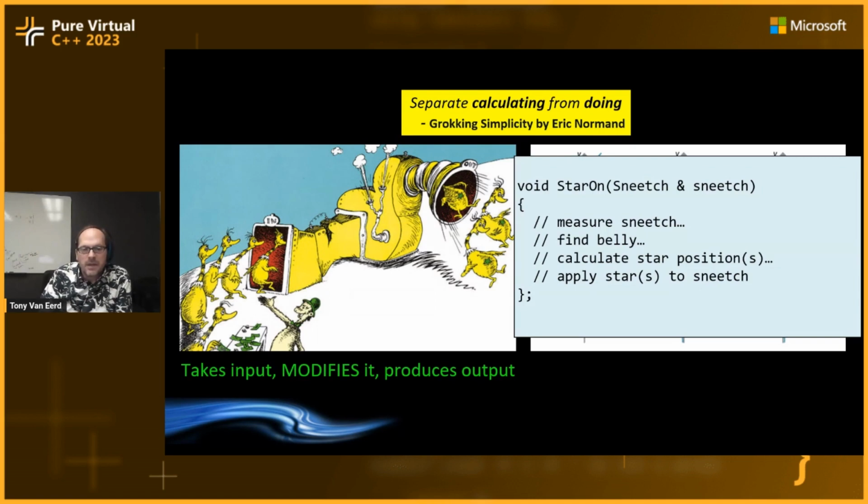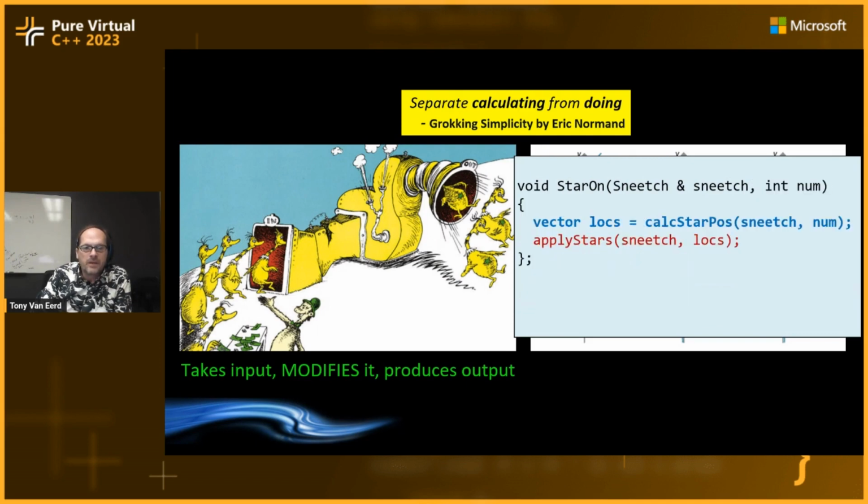Not always, but often. Anyhow, a star-on function would probably measure the sneech, find the belly, calculate star positions, and then apply the stars to the sneech, right? Everyone knows how to put stars on sneeches, I assume. Three of those things are calculating, and only one is doing something, only one is affecting the state of your program. The first three can be done in a function that doesn't change anything. It takes values and returns an answer.